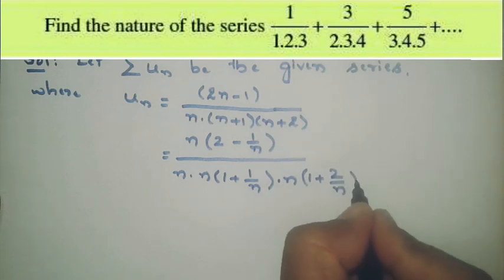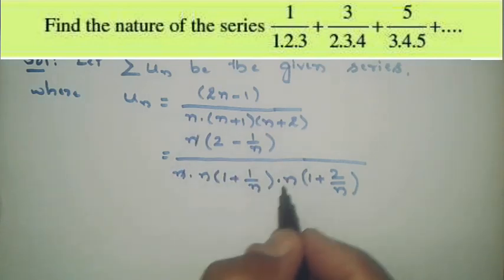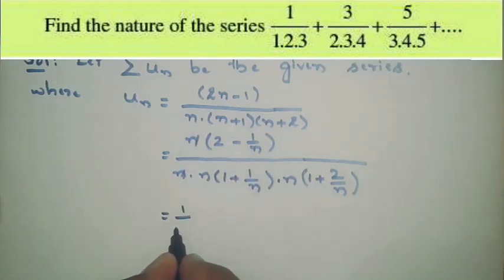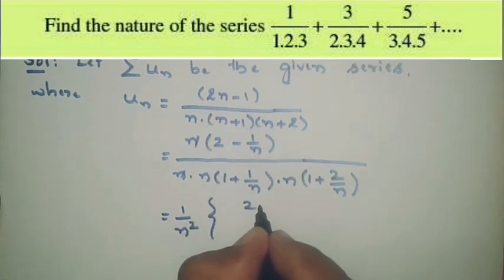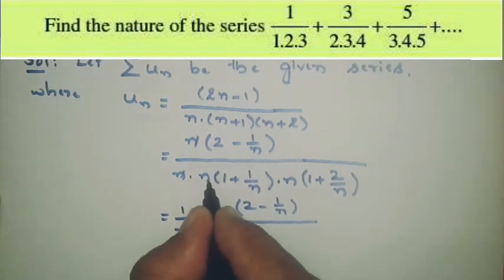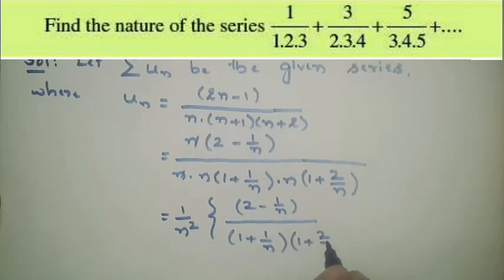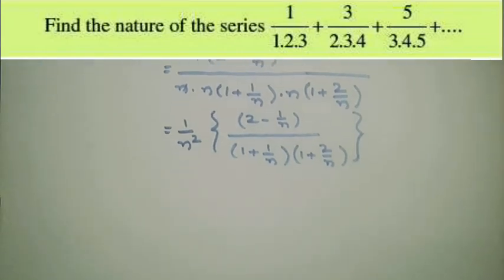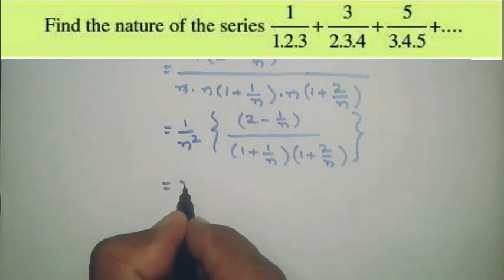So these are the terms in the denominator. Now we can cancel n with this n. So n into n, it is going to be 1 by n square into the bracket, 2 minus 1 by n in the numerator, divided by n into n square we wrote outside here. It is 1 plus 1 by n into 1 plus 2 by n within the denominator of the second term. Now we shall consider this as Vn.